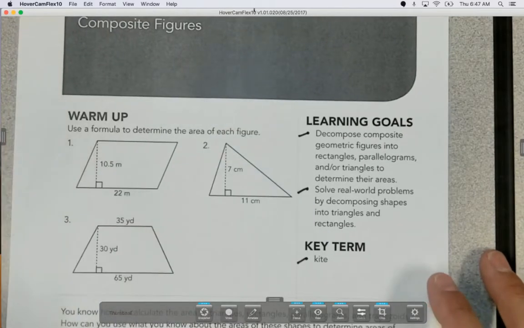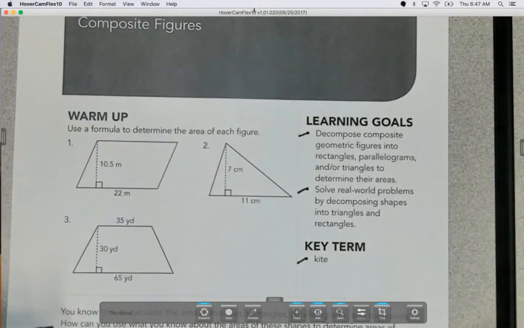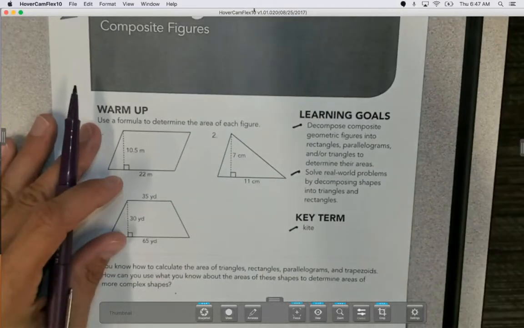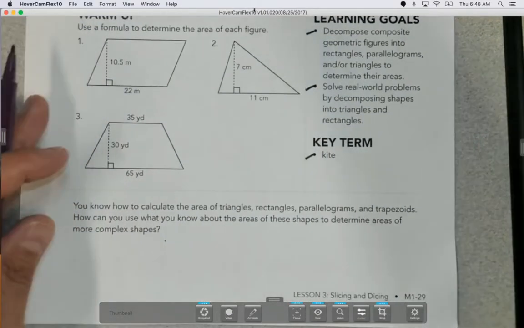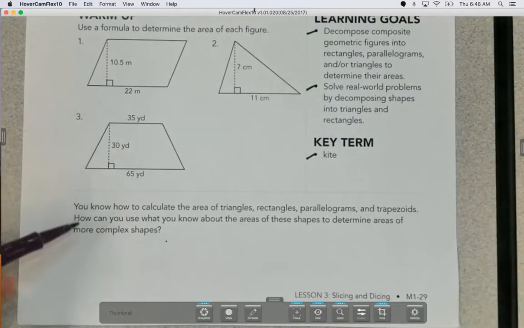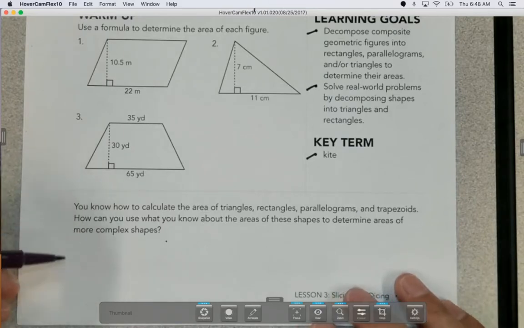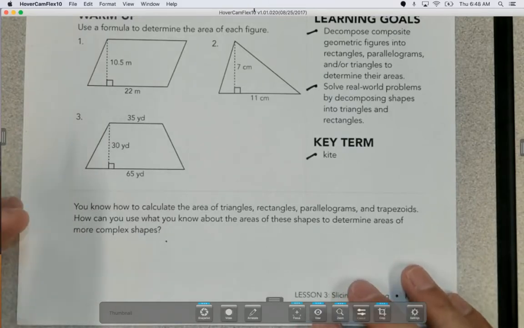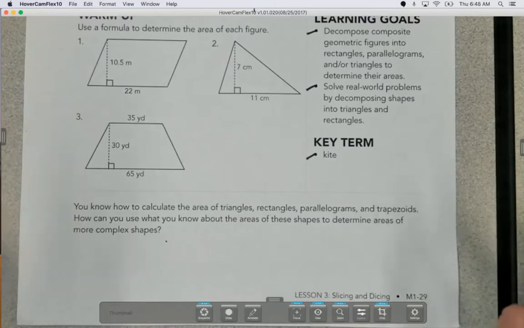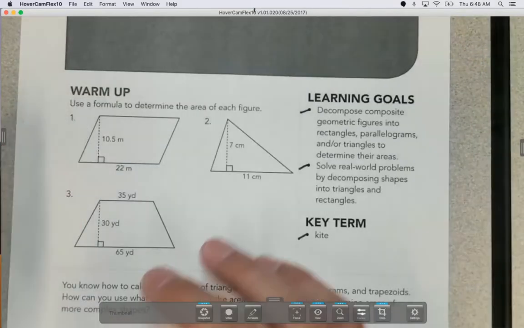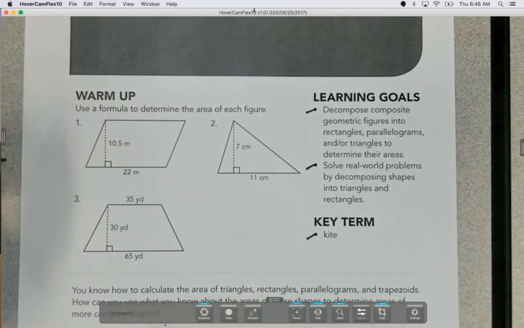Okay. And so the connection is you have been learning how to get the area of triangles, rectangles, parallelograms, trapezoids, and now kites, and now we're trying to get these areas and put them together or subtract them to get more complex shapes. Okay. For the warm-up, we have the following.